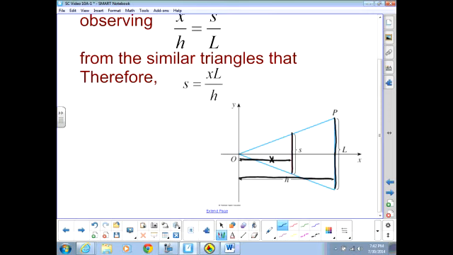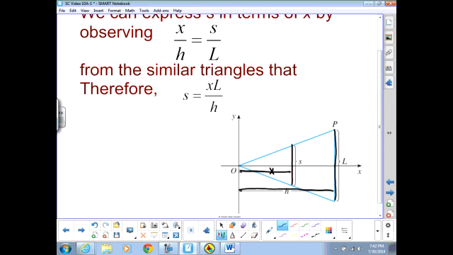Well, by assigning those different letters, we can set up similar triangles. Those triangles are similar by angle, angle. So we know x relates to h as s relates to L. Well, when we cross multiply, we get xL equals hs. And when we divide by h, we get that s is equal to xL over h.